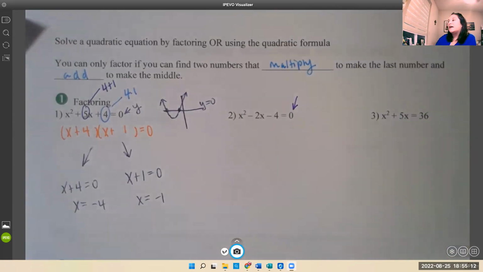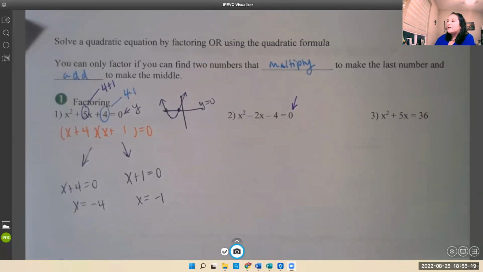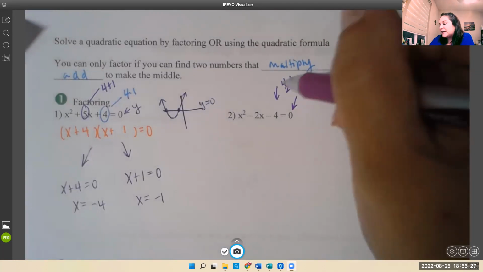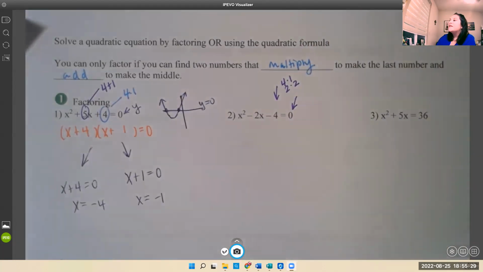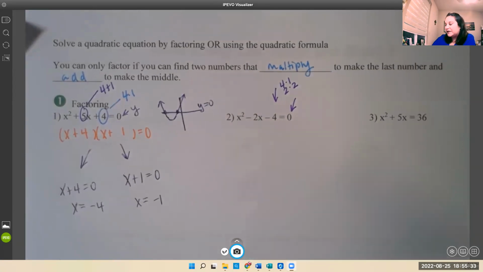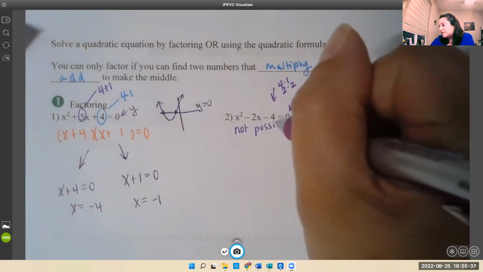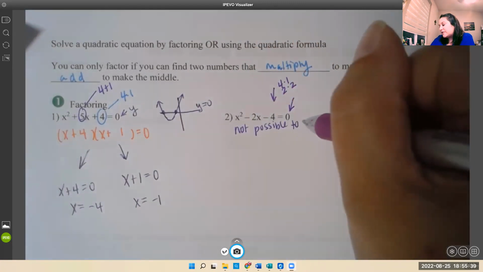Okie doke. So again, that's only if it's possible to factor, and also if that right there is a 0. Looking at this second question, I see that factoring is not a possibility, because the only way to multiply and make 4 is 4 times 1, or 2 times 2, and adding those does not make the middle number. So solving by factoring is not possible here.